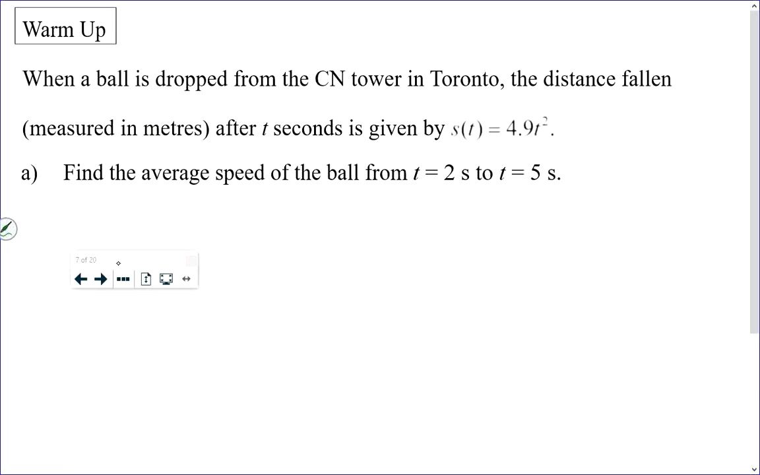To begin with, when a ball is dropped from the CN Tower in Toronto, the distance fallen after t seconds is given by that formula. So big shock to you physics people. We do not use d for distance in math. We use s.